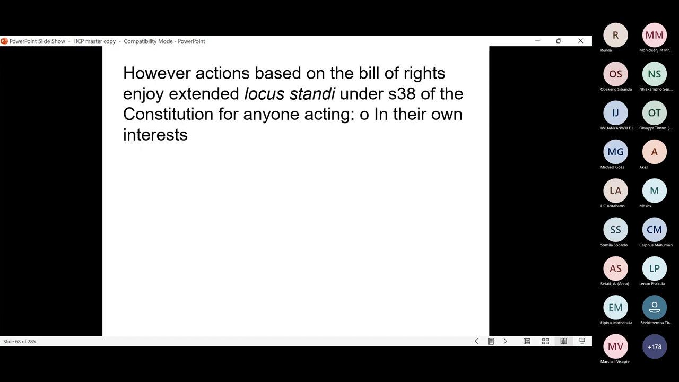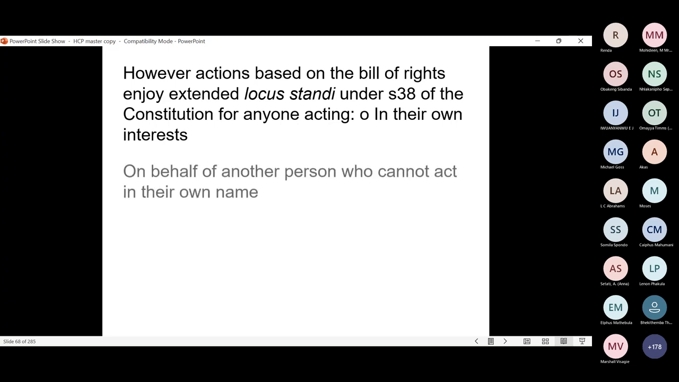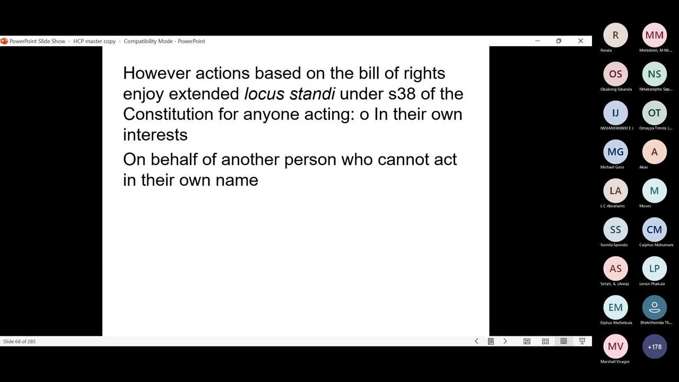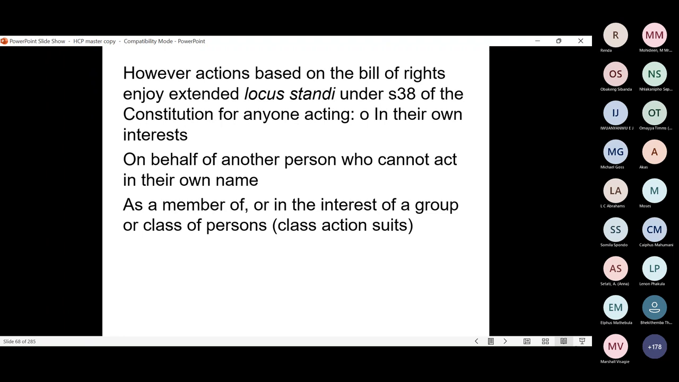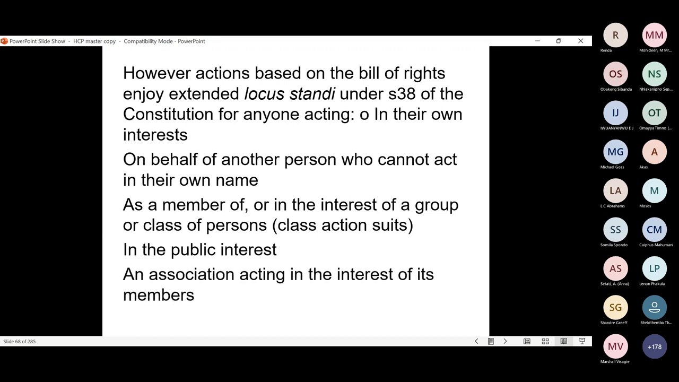The exceptions are in Section 38 of the Constitution that I referred you to: anyone acting in their own interest or on behalf of another person who cannot act in their own name, or as a member of or in the interest of a group or class of persons (class action suits), or in the public interest, or an association acting in the interest of its members. So this is the exception to having a direct and substantial interest. If a right in the Bill of Rights has been infringed, the locus standi is extended. So you can, on behalf of another person, institute an action if that person cannot act in their own name, or as a member of the group, or if the litigation is in the public interest. Okay, those are the exceptions.